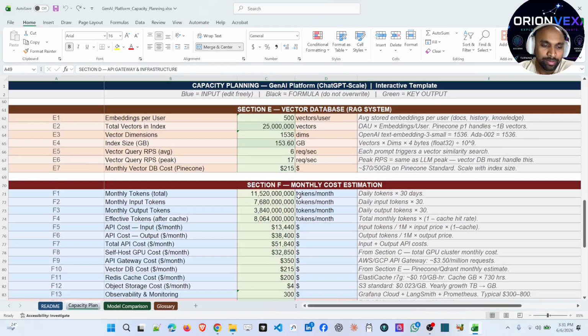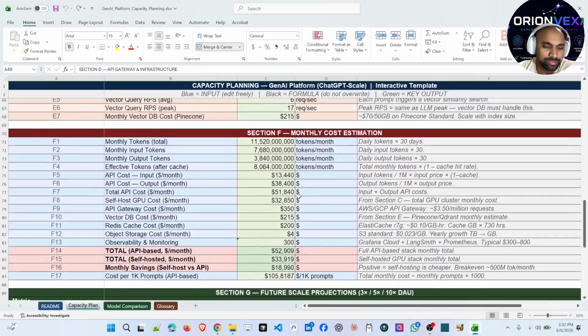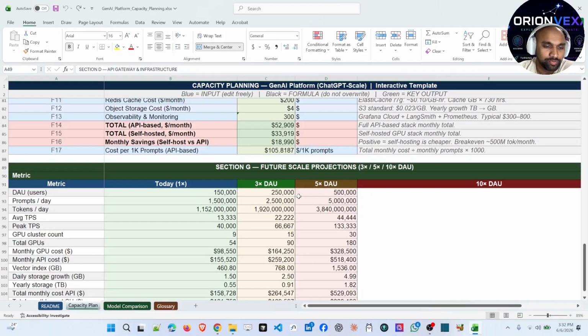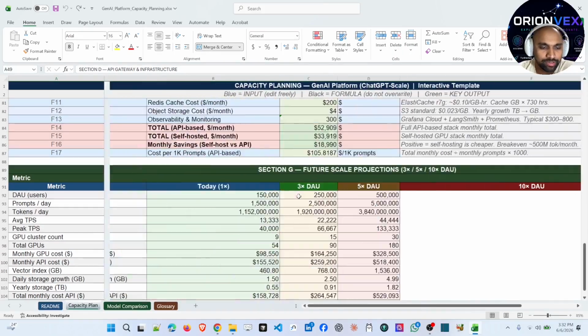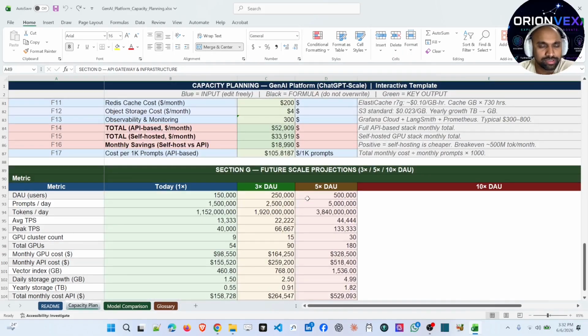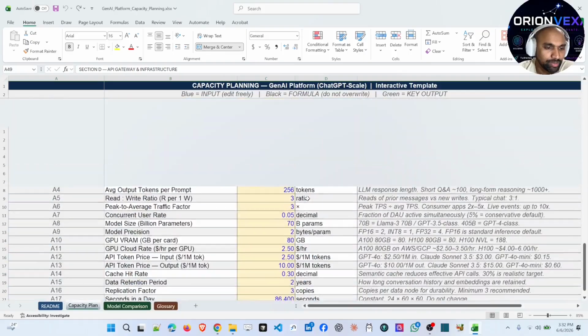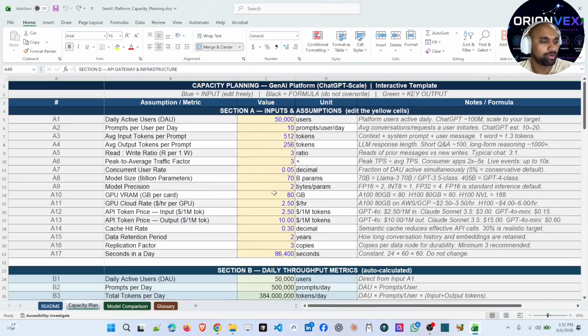Section F is now monthly cost estimation. Next, we come to the future scale, that is the projection. What will it be in the next 3 years, 5 years, or 10 years? The 10-year calculation is not done separately; it's just a multiplier of 1 year. Let's see one by one.